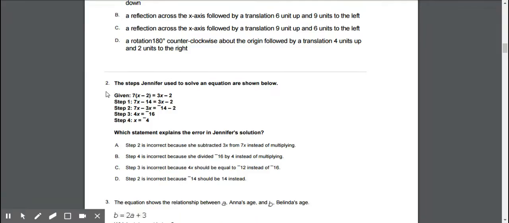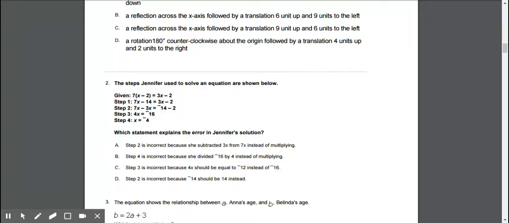Question 2. The steps Jennifer used to solve an equation are shown below. Which statement explains the error in Jennifer's solution? A, step 2 is incorrect because she subtracted 3x from 7x instead of multiplying. B, step 4 is incorrect because she divided -16 by 4 instead of multiplying.